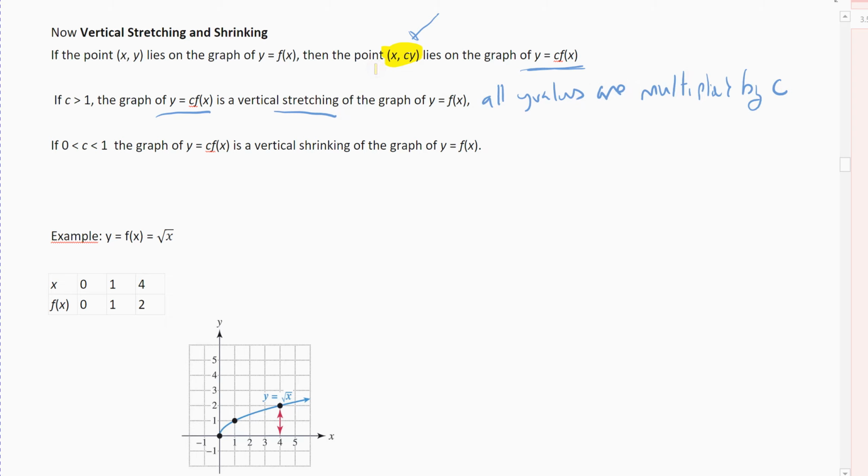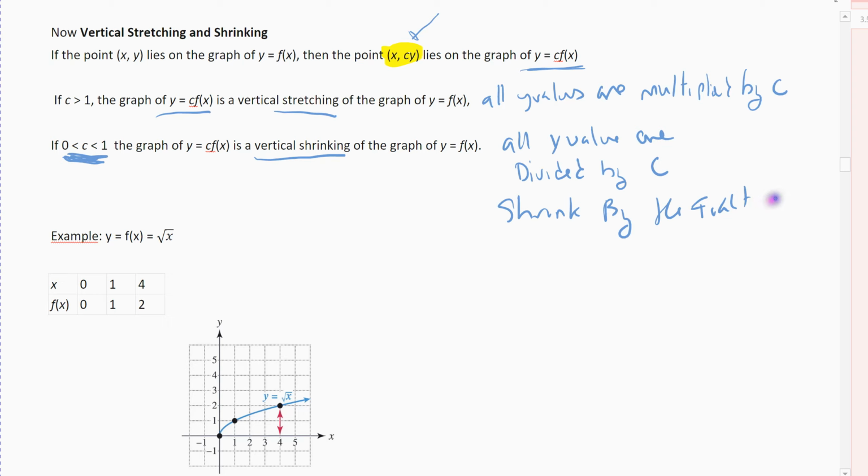So if it's a fraction, meaning the c value is between 0 and 1, like a half or a third, it's making it smaller. If my c value is 1/2, and I take my y values and multiply by half, that's the same as taking y and dividing it by 2. And so all of the y values, in this case, are shrunk. They're divided by c, whatever that c is, and so they shrink by the fraction 1 over c.